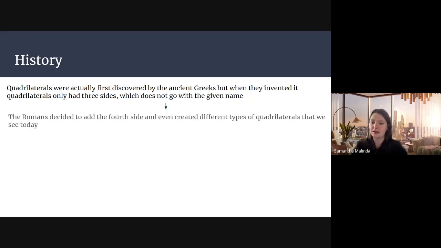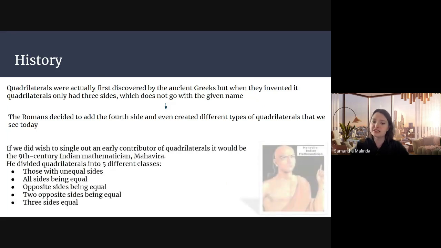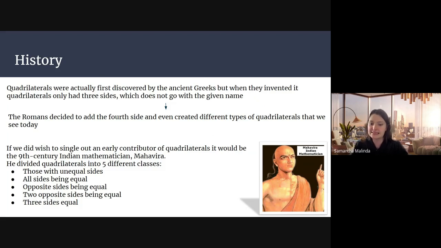But then this changed when the Romans decided to add the 4th side and created the different types of quadrilaterals that we see today and that I showed you in the previous slide in the family tree. Now, if you wish to single out an earlier contributor, it would be the 9th century Indian mathematician Mavarya. He divided quadrilaterals into 5 different classes: those with unequal sides, all sides being equal, opposite sides being equal, 2 opposite sides being equal, and 3 sides being equal.